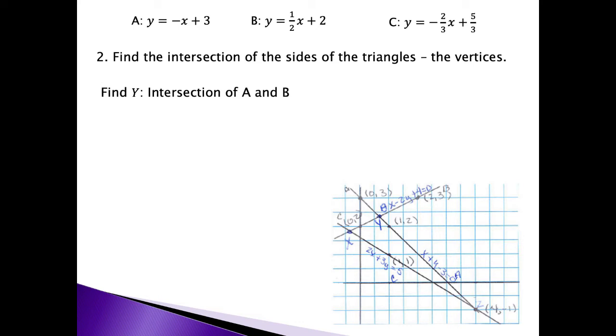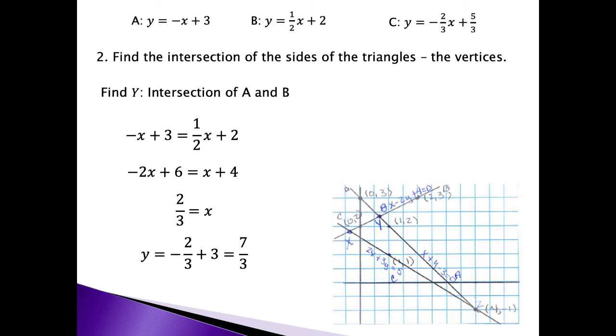Now I need to find the point Y, which is the intersection of line A and line B. Again, I'm going to set A equal to B, so that's minus X plus 3 equals 1/2 X plus 2. Multiply both sides by 2, so I have minus 2X plus 6 equals X plus 4. So X equals 2/3. Find Y.